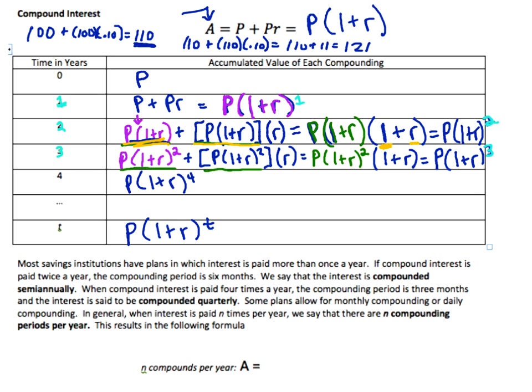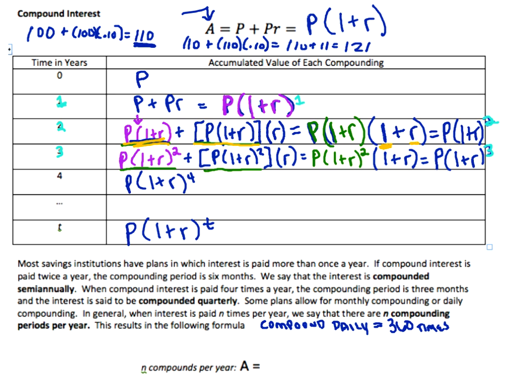Some plans allow for monthly, so that would be compounding that interest 12 times a year. We also have daily. Now, intuitively speaking, if you compound daily, you would think you use 365 because there are 365 days in the year. However, for finance purposes, and I'll write this here, when you compound daily, you have 360 times per year.